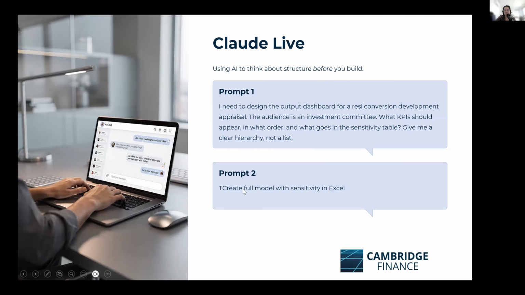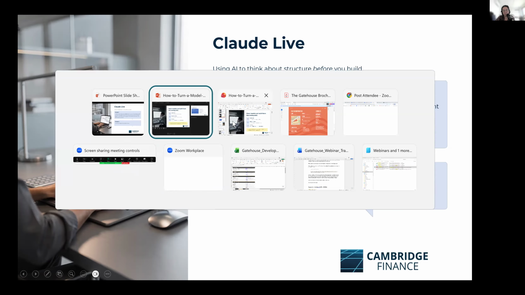So what we're going to do is use Claude to think about it. So we're going to do a prompt. I need to design the output dashboard for a conversion development appraisal. The audience is an investment committee. What KPIs should appear, in what order, and what goes into the sensitivity table? Give me a clear hierarchy, not a list. Okay, so we can then open Claude, and I'm using Claude here.